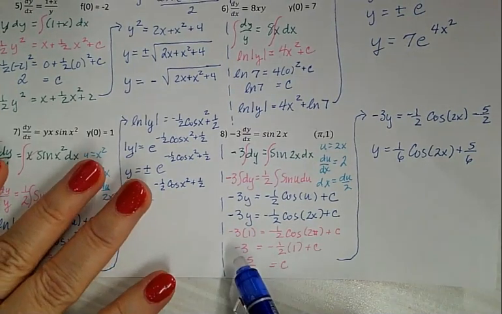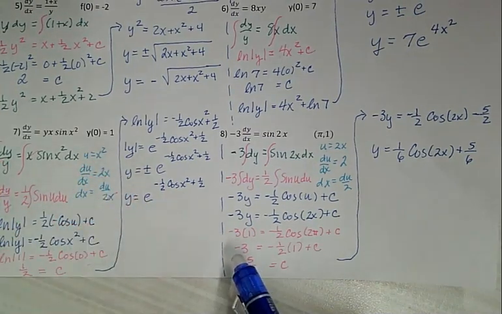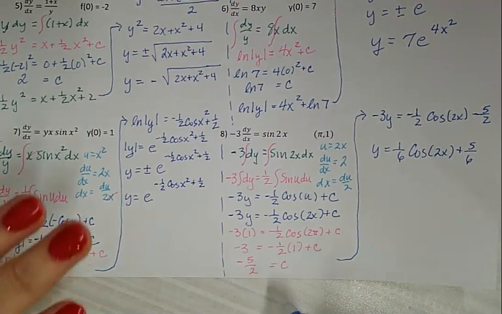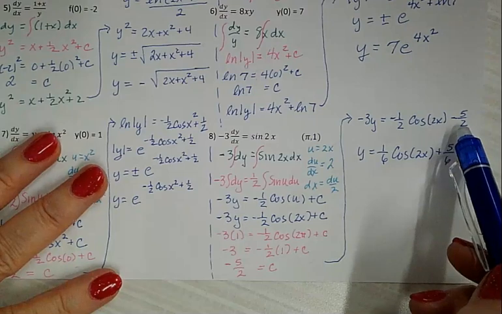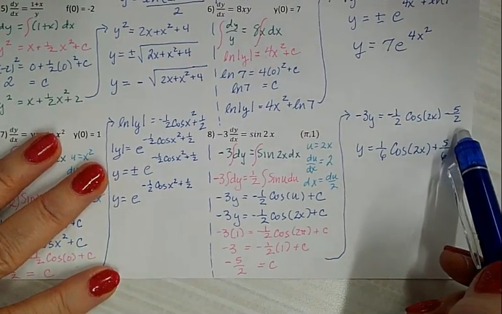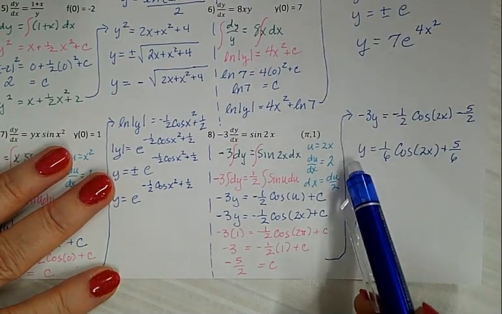And so when I move this negative over, I have negative 3 plus a positive 1/2. So I get my common denominator. That ends up being negative 6 over 2 plus 1/2. So that's where I get the negative 5/2. Then I go back into my general solution and replace the c with negative 5/2 and solve for y.